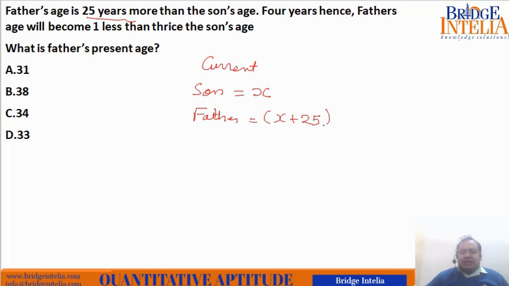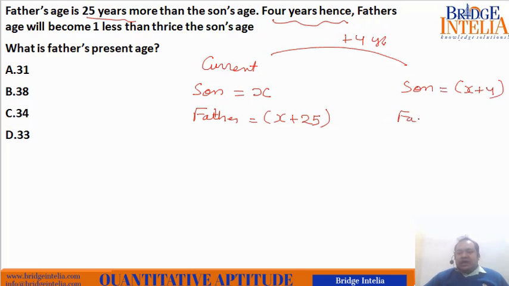So X plus 25. 4 years hence. Hence means in future, 4 years later. Son's age would be equal to X plus 4. And father's age would be, you have to add 4 to this. So X plus 25 plus 4. So X plus 29. So what is being said?